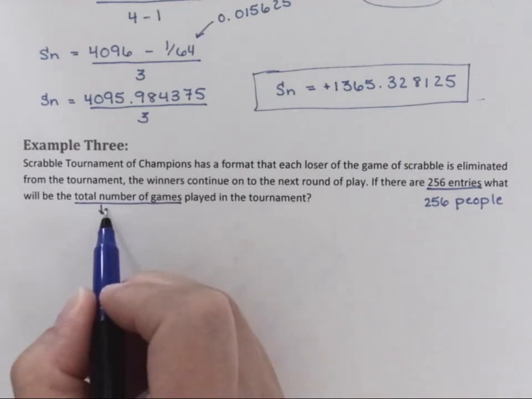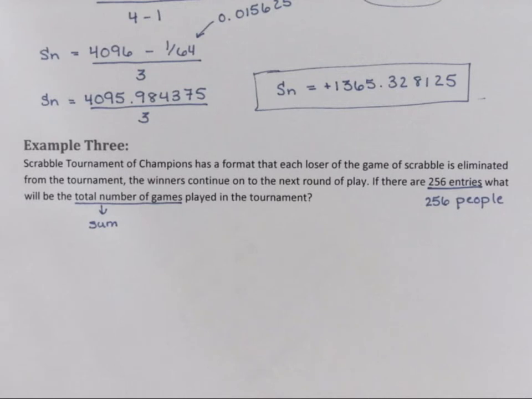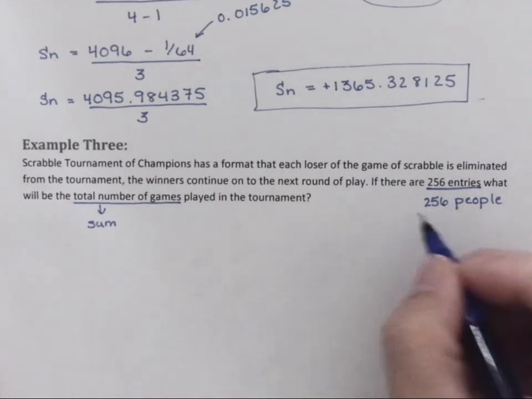So total number tells me right away that I'm summing. Because it wants to know not how many games will I play the first round, how many games will I play the third round. It just wants to know all together how many games were played in the actual tournament. Okay, so we know a couple of things. We know if there's 256 people, how many games are there?